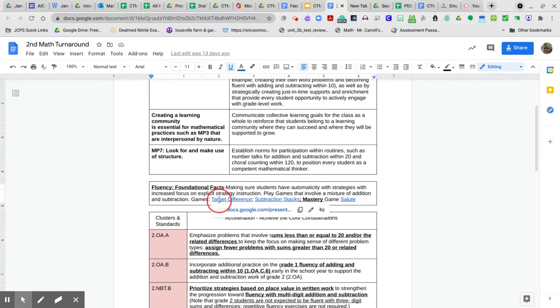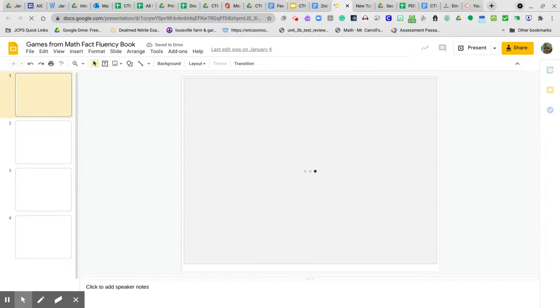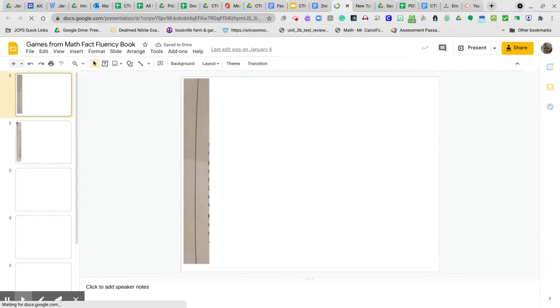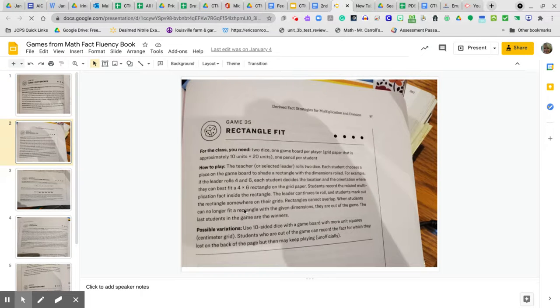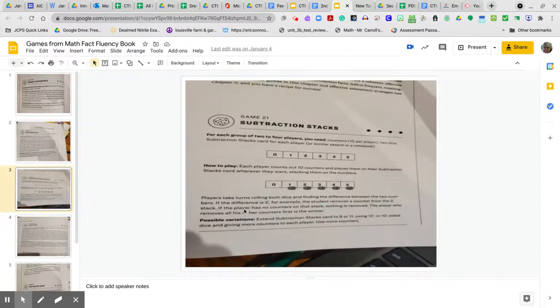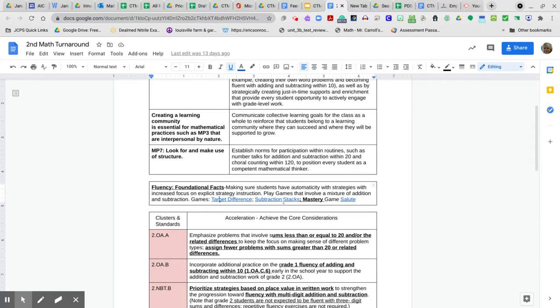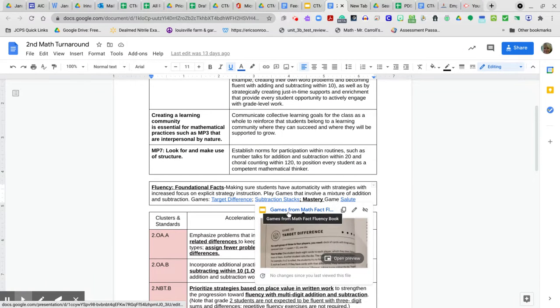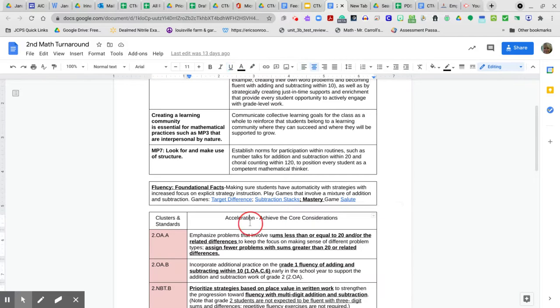And so I have the games here. If you click on it, I've copied from the Math Fact Fluency book. I have copied those pages that explain these games in greater detail. Okay. Click out of that, come back. Again, all these games are in here that are noted.